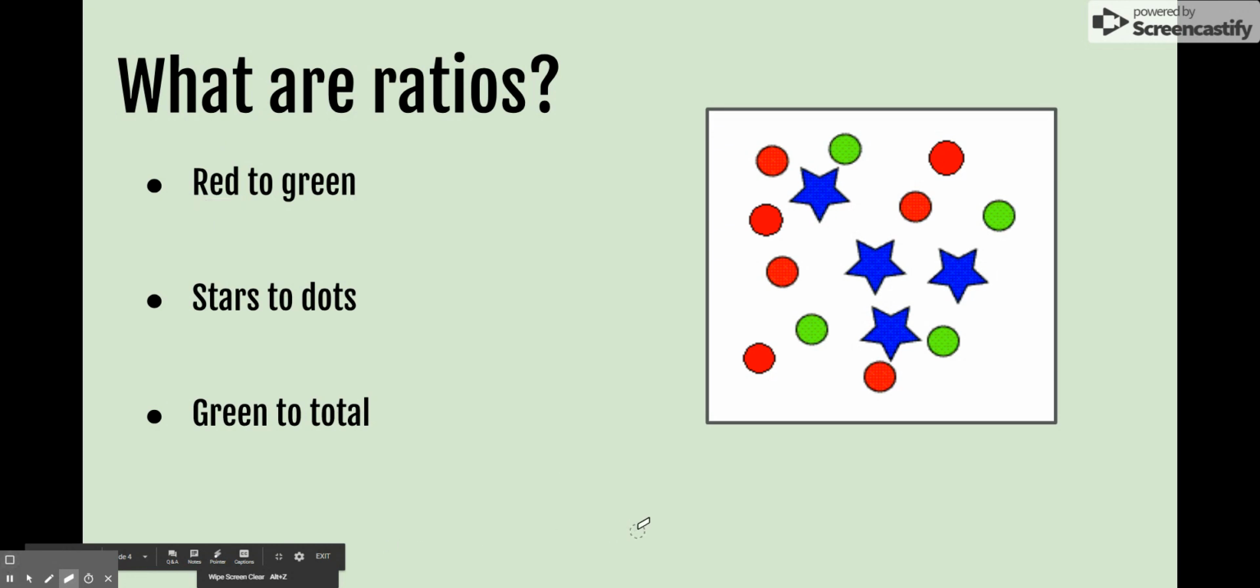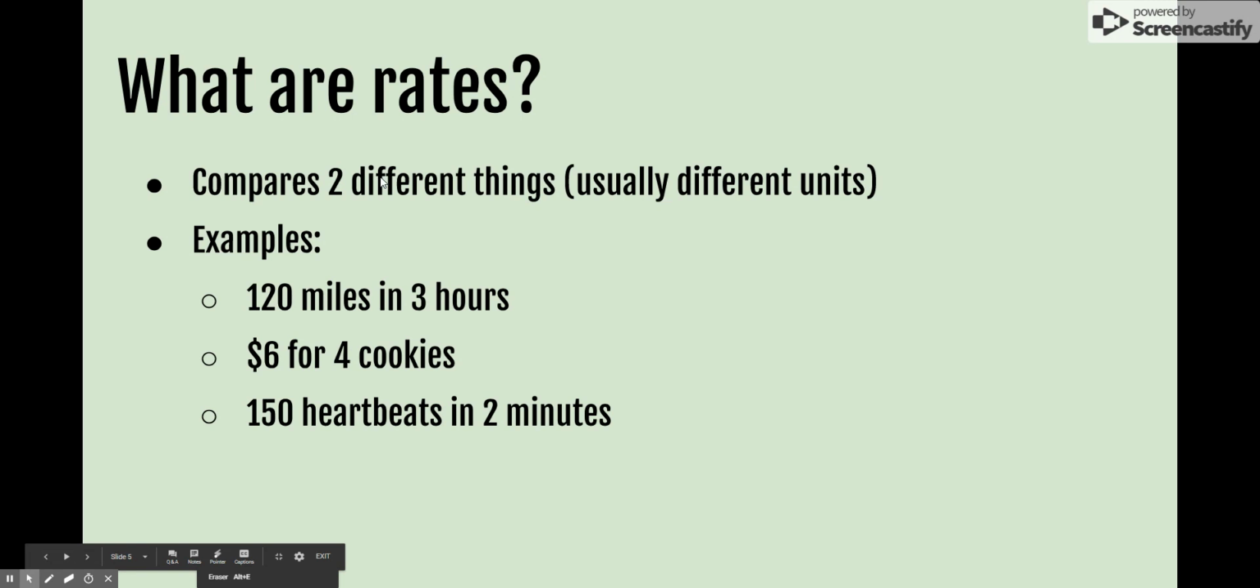So now we're going to talk about rates. And so ratios just compare two quantities. That's it. And then rates are basically comparing two different things, but they often have two different units. So examples of that would be where I have like miles and hours.